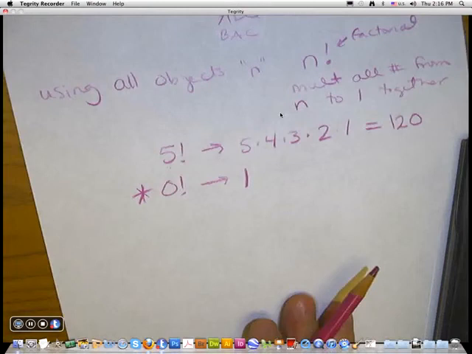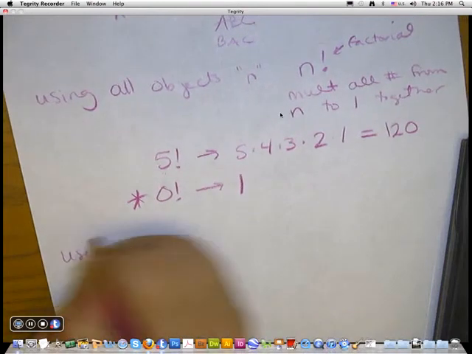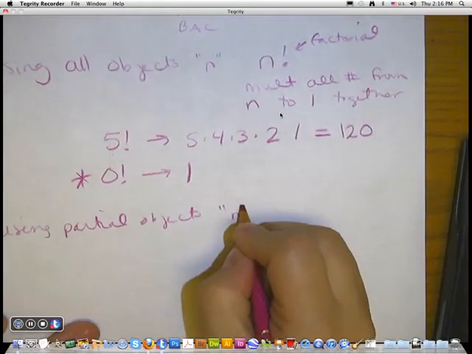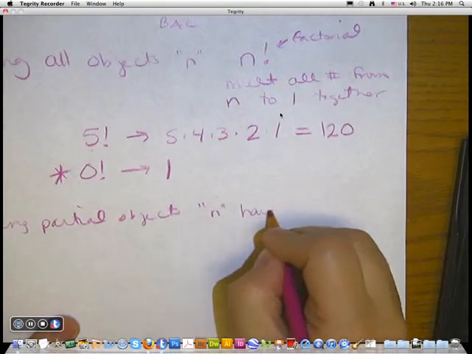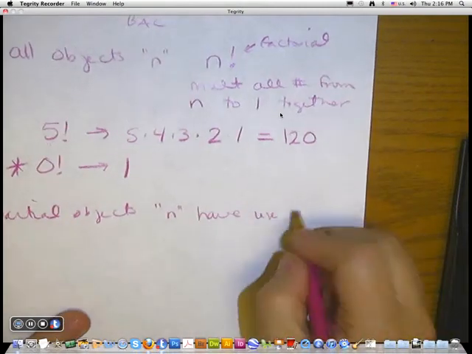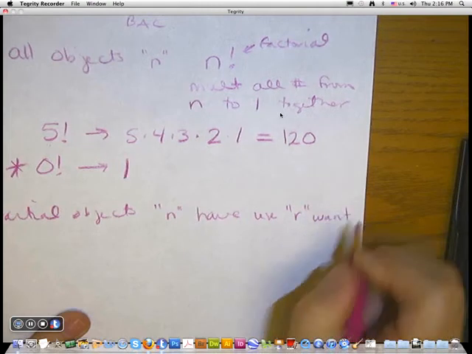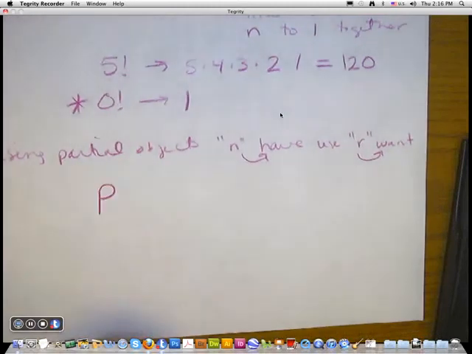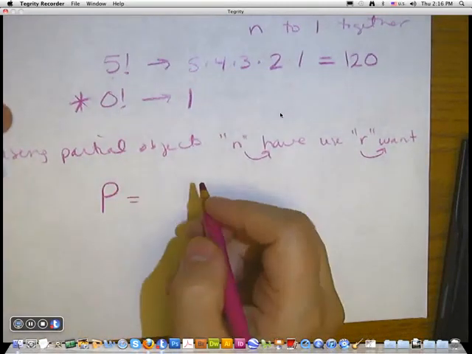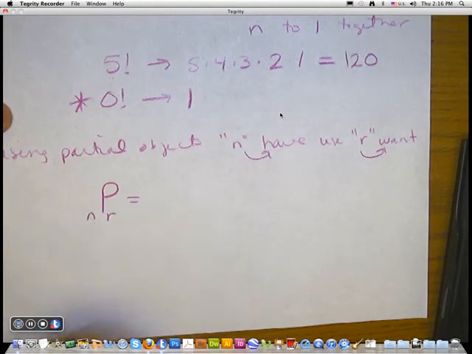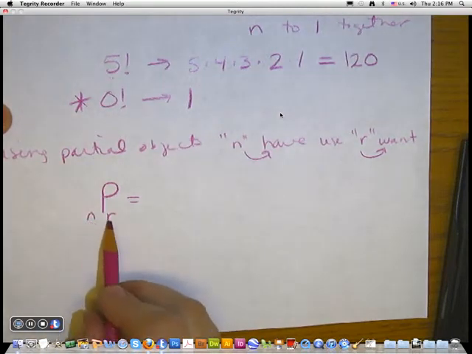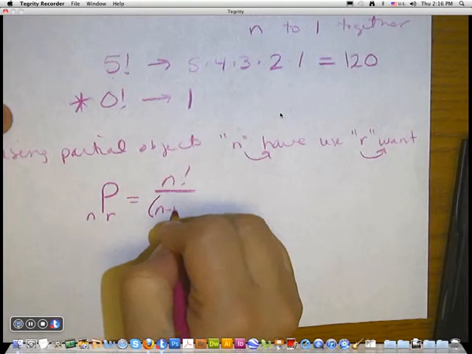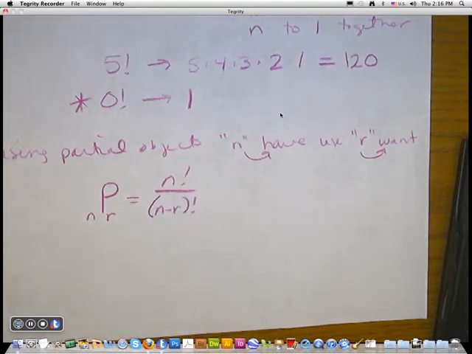Now, if we're only going to use partial objects, so we have n, that's how many we have, and we're going to use r, that's what we want. r is what we want, n is what we have. We have a formula, the permutation formula. And the permutation formula is nPr. So what we have versus what we want. It is n factorial over n minus r factorial.